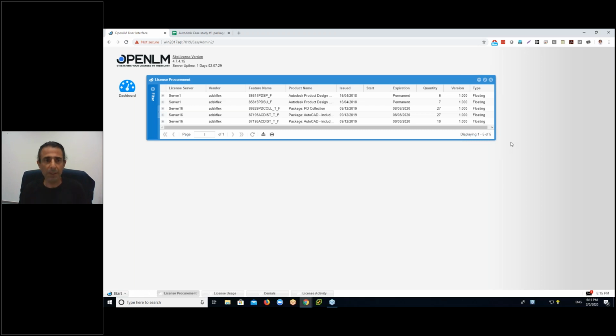So I think we will just dive into the data. The data is displayed using an OpenLM system that monitored the licenses for the period. We filtered the system only by Autodesk licenses, and that's what we have here for that specific customer. As you can see, we have two types of licenses.